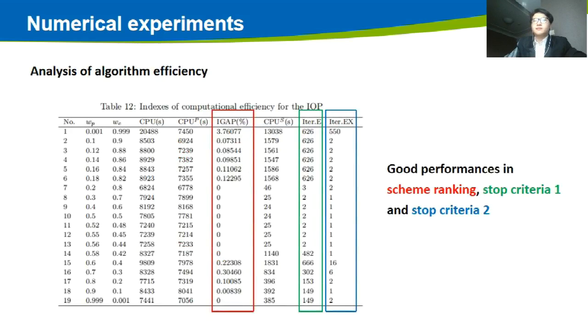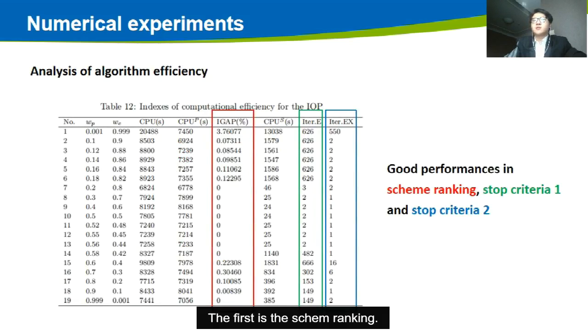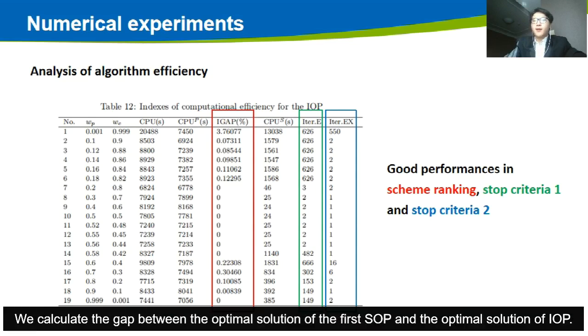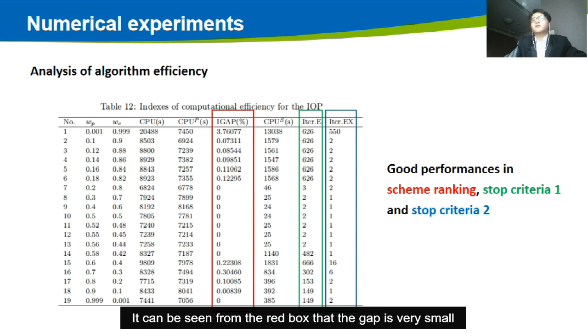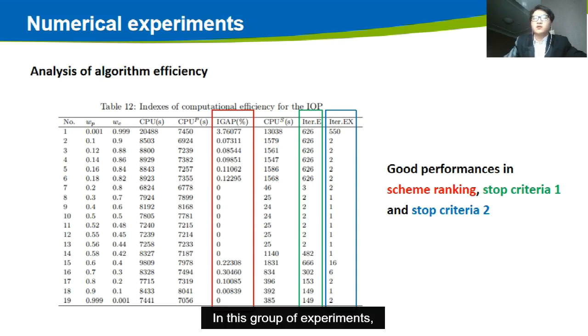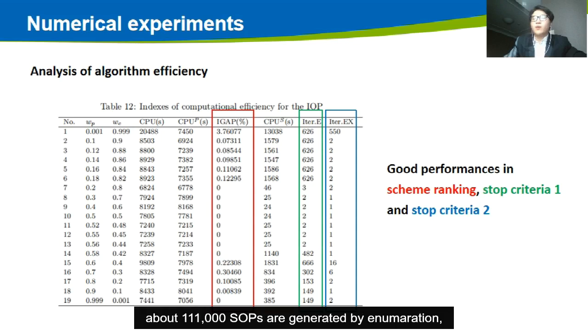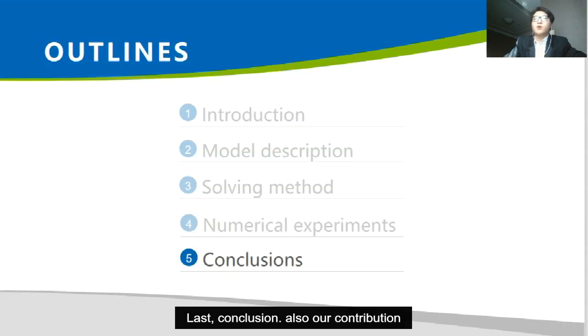We also design experiments to see the effectiveness of our speed-up techniques. The first is the scheme ranking. We calculate the gap between the optimal solution of the first SOP and the optimal solution of IOP. It can be seen from the red box that the gap is very small, and the optimal solution can be directly obtained in some cases. In this group of experiments, about 111,000 SOPs are generated by enumeration, while the algorithm can be ended before 700 schemes.